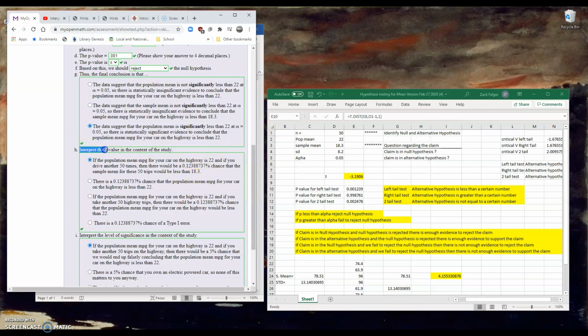Now we got to interpret the p-value for the context study. Well, our p-value, again, was 0.001. So if the population mean miles per gallon for your car on the highway is 22, and if you drive another 50 times, so another 50 trips, then there would be a 0.1238877% chance that the sample mean for these 50 trips would be less than 18.3.